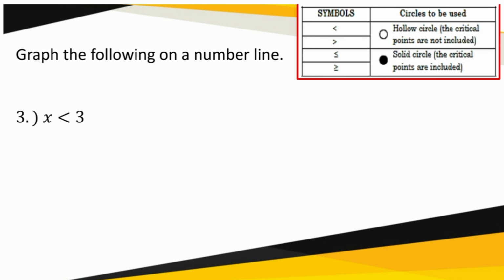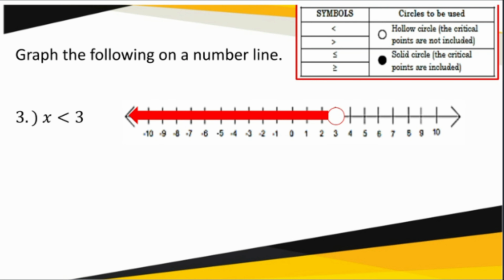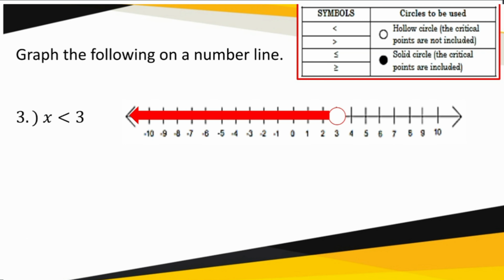X is less than positive 3. Sa palagay nyo, anong circles ang ating gagamitin? Okay, so tama, hollow circle which means 3 is not included in the solution set, only those numbers that are less than 3. So lahat ng mas maliit sa 3, kaya ang arrow natin ay going to the left.